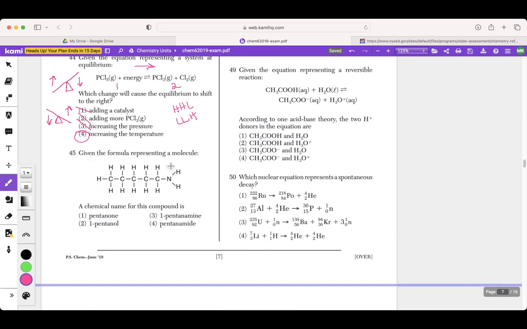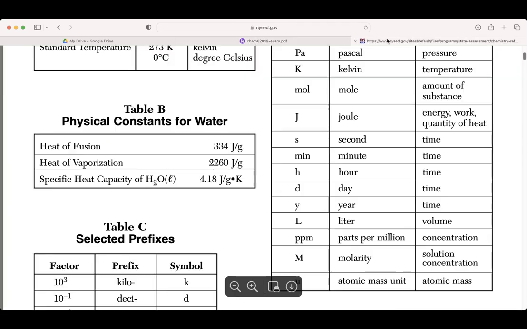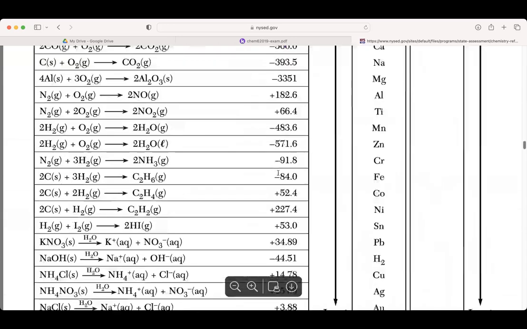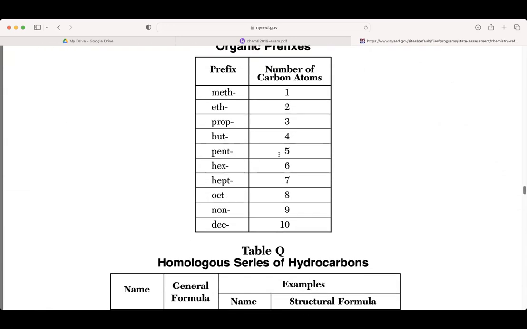45. Given the formula representing a molecule, the chemical name for this compound is blank. First of all, let's count how many carbons we have. So we have 1, 2, 3, 4, 5 carbons. So we know we're going to have a pent in the name. How do I know this? Let's look at our reference tables. We see 5 carbons equals pent.